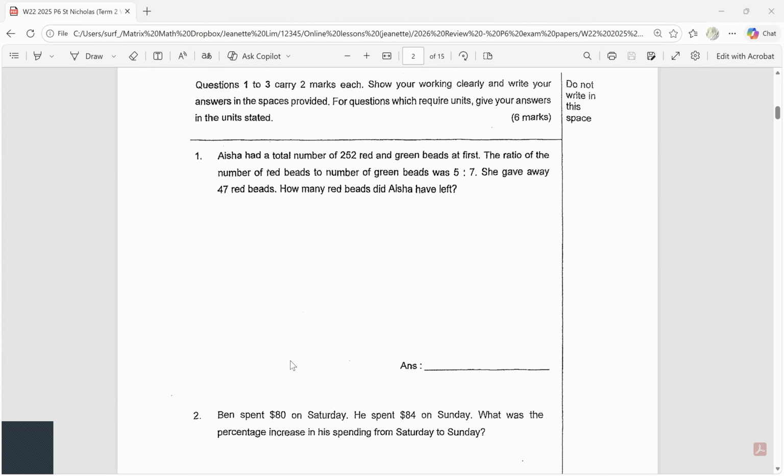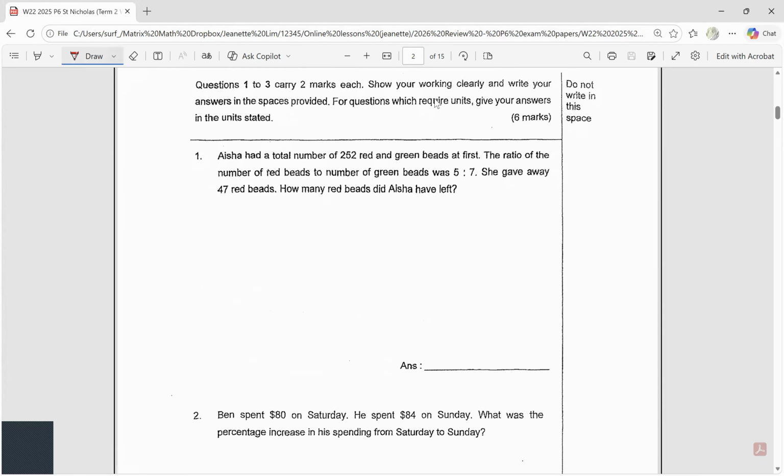Question 1. Aisha had a total of 252 red and green beads at first. The ratio of the number of red to green was 5 to 7. She gave away 47 red beads. How many red beads did Aisha have left?